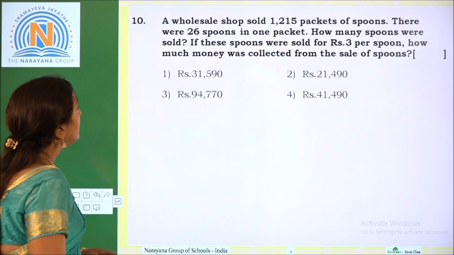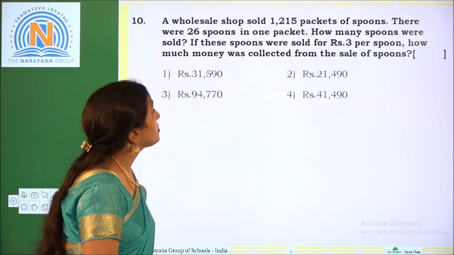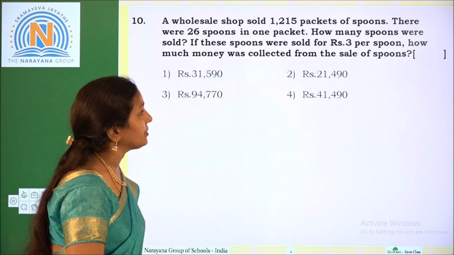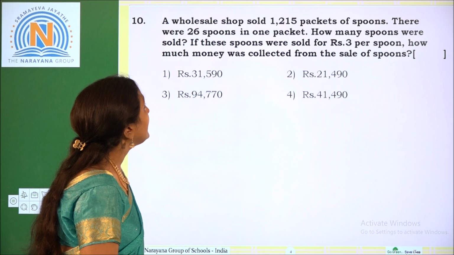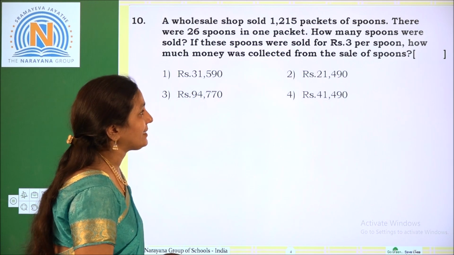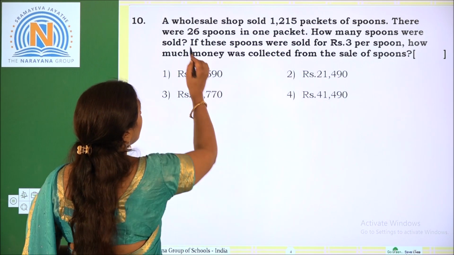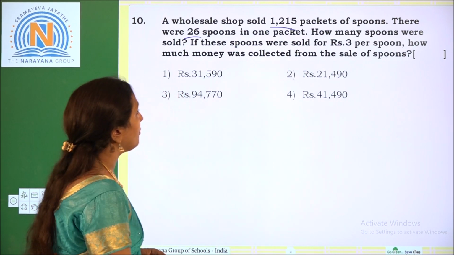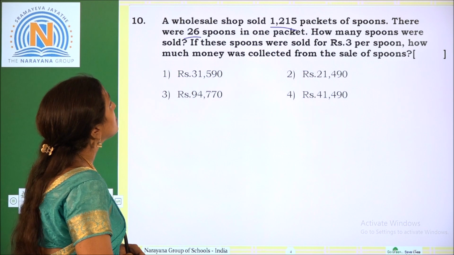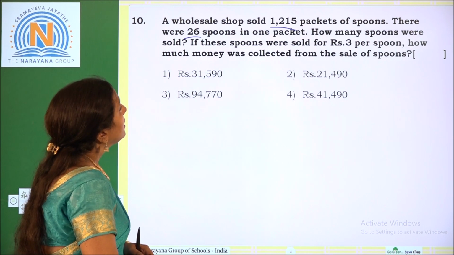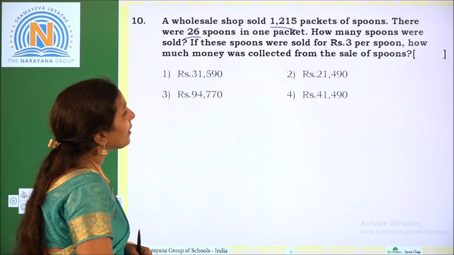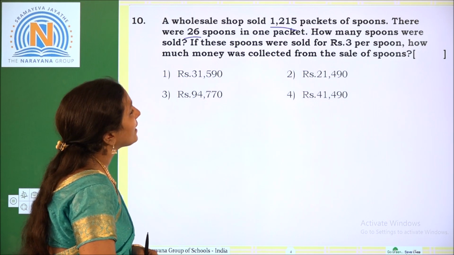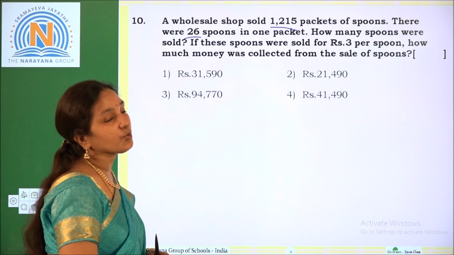Next one. A wholesale shop sold 1,215 packets of spoons. There were 26 spoons in one packet. How many spoons are there? 26. How many packets are there? 1,215. How many spoons were sold? If these spoons were sold for rupees 3 per spoon, how much money was collected from the sale of spoons?